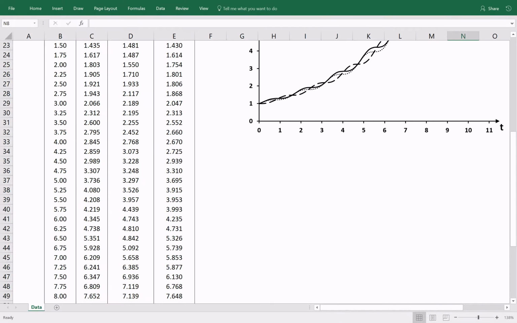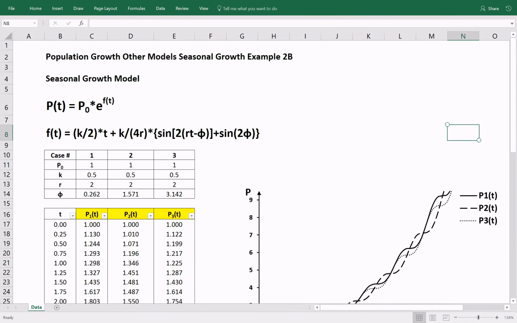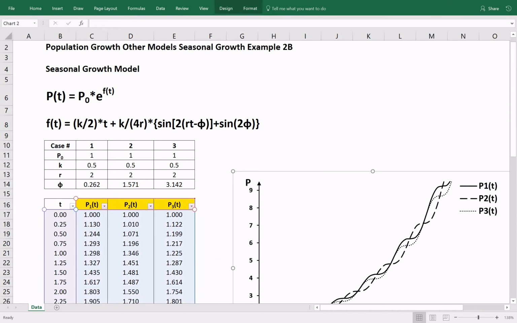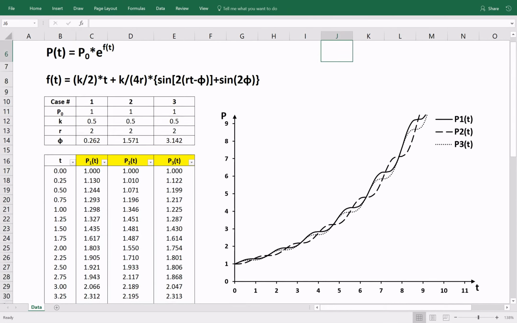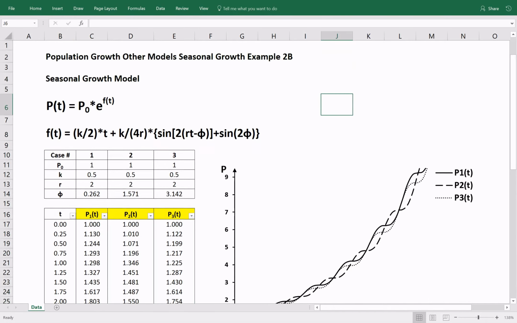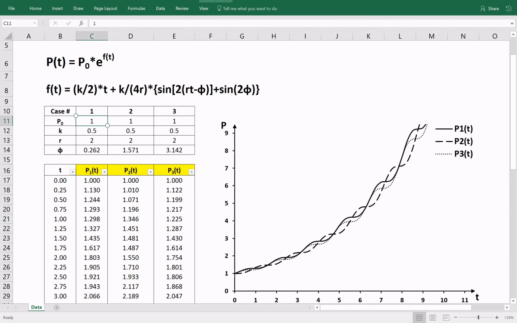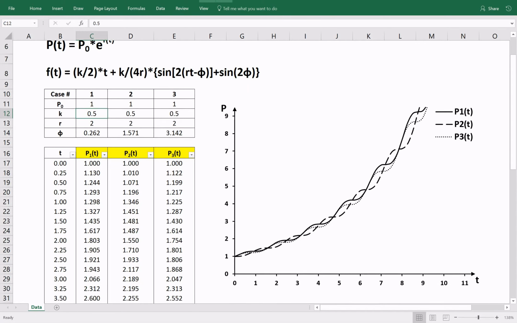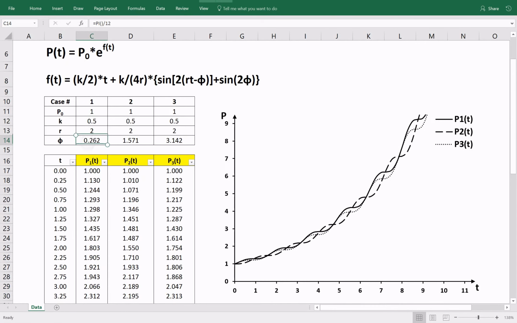What I did was make an Excel sheet like this, and I'll put a link to it in the description below, where you can go ahead and download and view it as well. So here is the graph. This is for different values. For case 1, we have this one. I set all of the initial populations to 1 to make it easier to graph. Then I made the k constants all 0.5, and r all 2, and then I varied the phi.